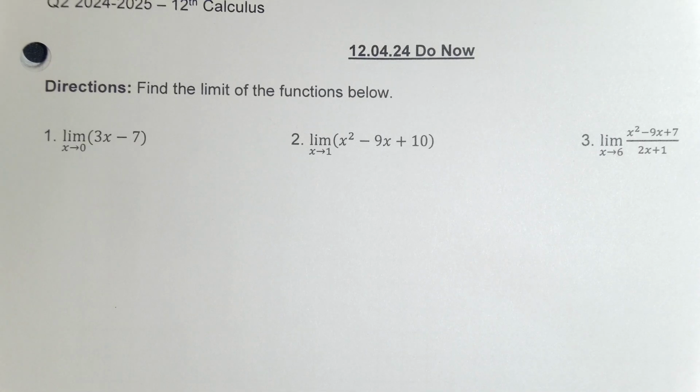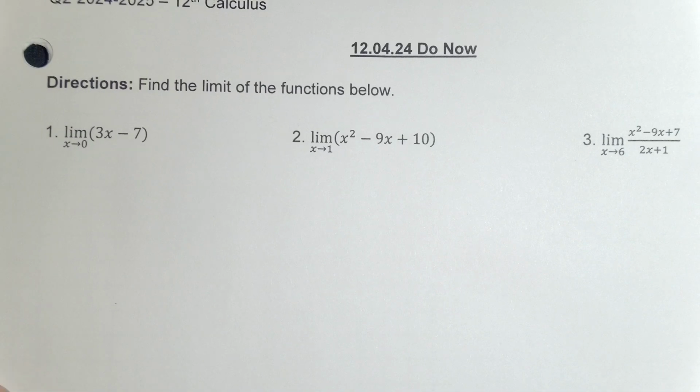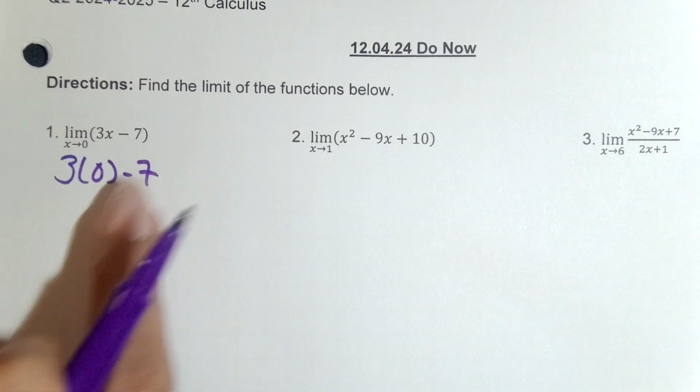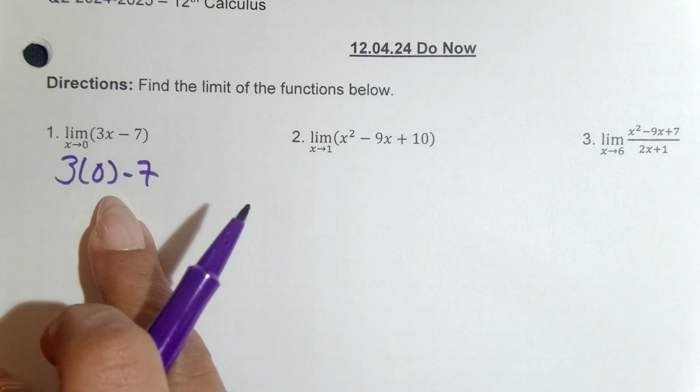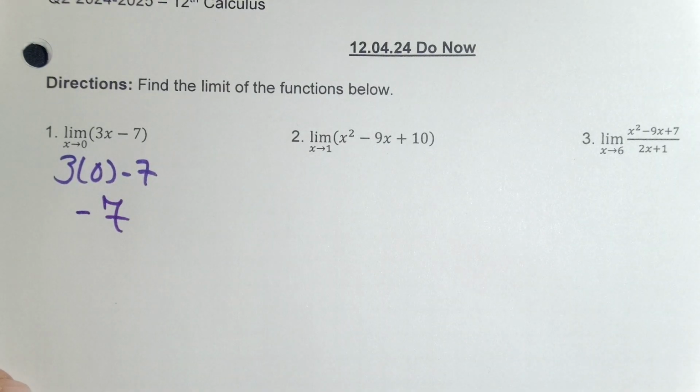All right, what do I do with the 0? Substitute for what? So we have 3 times 0 minus 7. Please let me know if I'm going too fast, but we've done this before. And that gives me -7. Snaps or hands. Thank you.